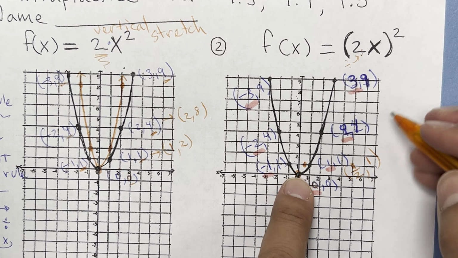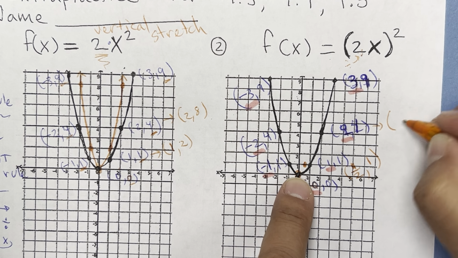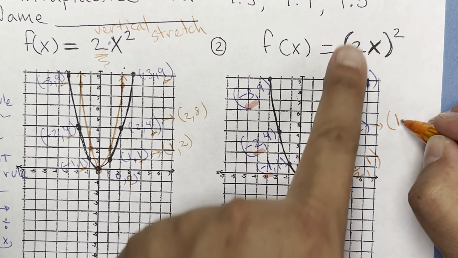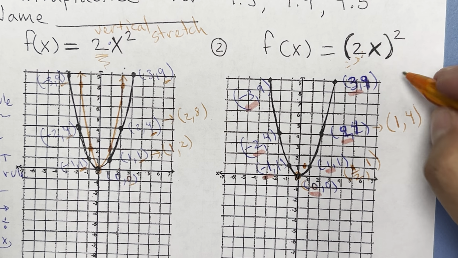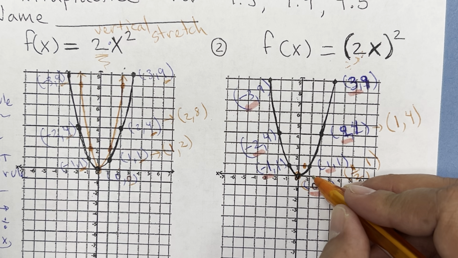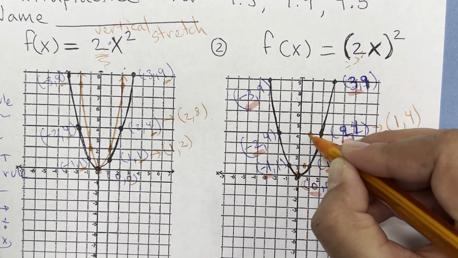2 divided by 2 is 1, so the new coordinate will be 1. 2 divided by 2 is 1, comma 4. The y stays the same, okay? So 1, 4 is right here.